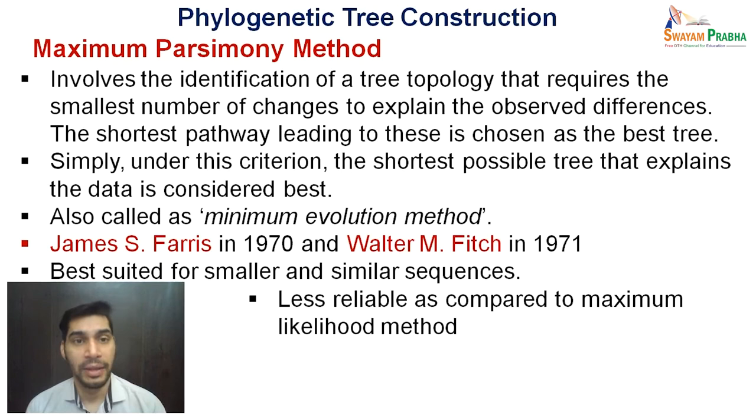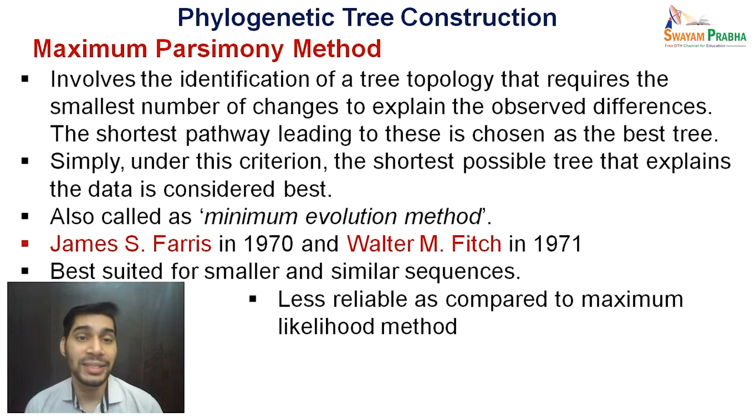Let's first discuss the maximum parsimony method, which involves the identification of the tree topology that requires the smallest number of changes to explain the observed differences. That means the shortest pathway is chosen as the best tree. Simply put, under this criterion, the shortest possible tree that explains the data is considered the best. That is why it is also called the minimal evolution method.